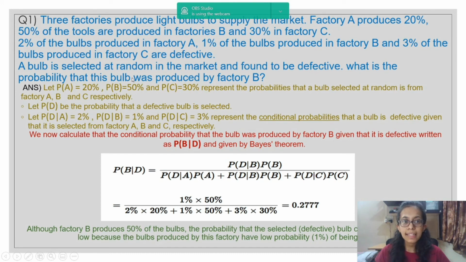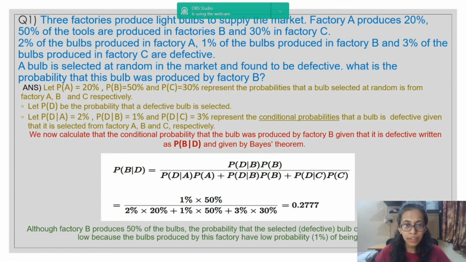Now, a bulb is selected at random in the market and is found to be defective. What is the probability that the bulb was produced by factory B? So we want to find P(B|D). Remember, when we mentioned those assumptions, we did P(D|B) because it was defective and it was in factory B. Now we want to calculate the conditional probability that it was produced in factory B given that it is defective. So according to the Bayes theorem, we put in these values and we get the answer 0.277.